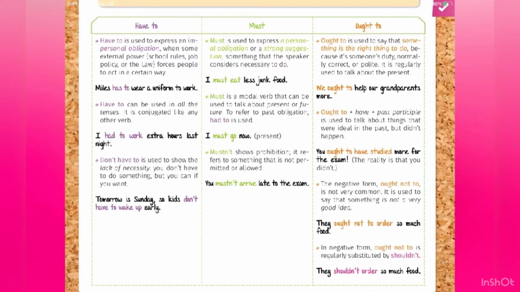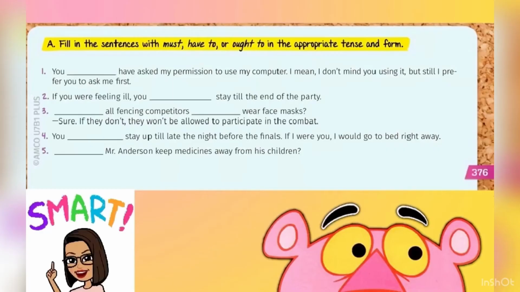And also, you can change this phrase for shouldn't. They shouldn't order so much food. So ought to. If you want to change it to a negative, you use ought not to or shouldn't. Let's do activity A together, found on page 376.